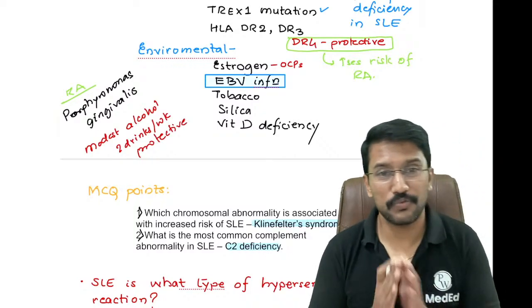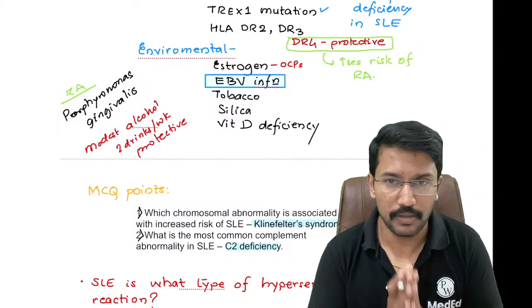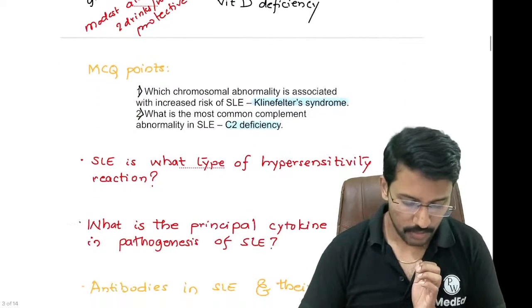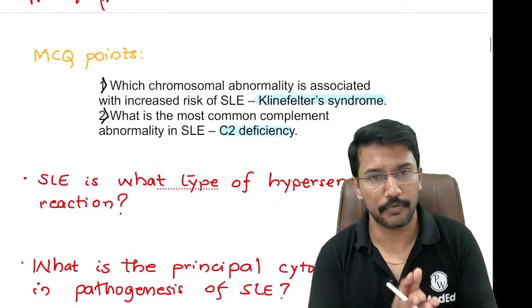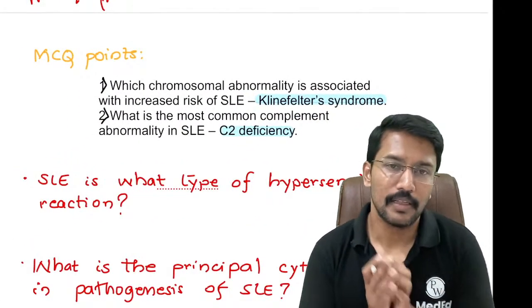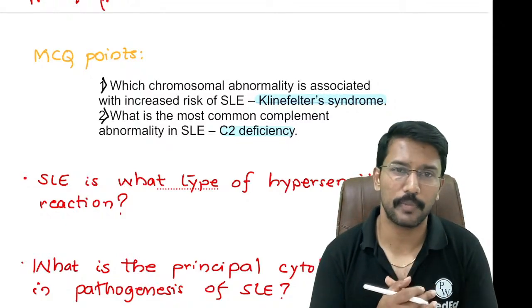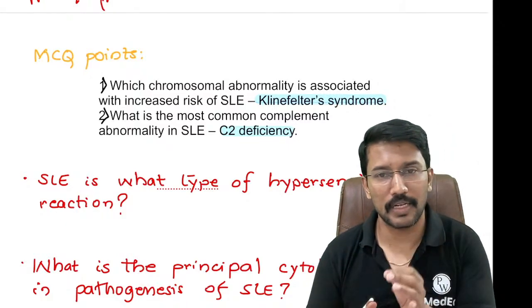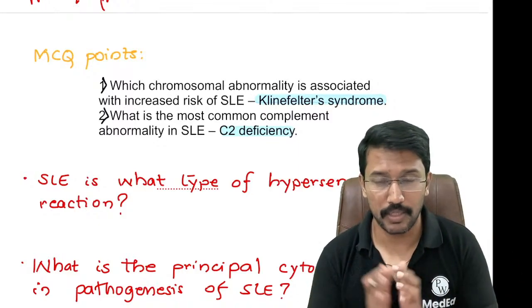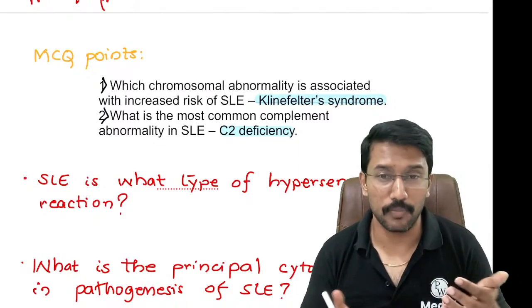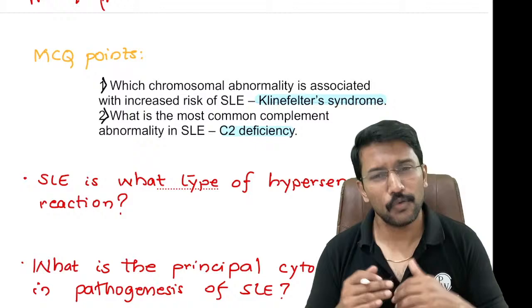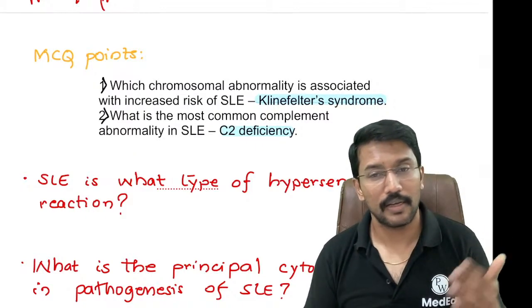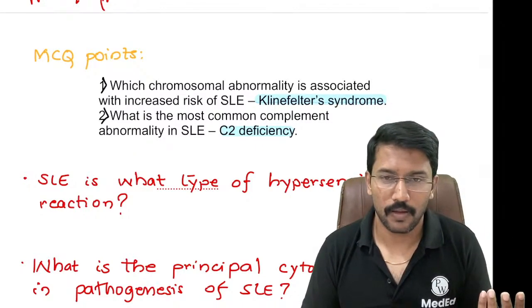2 drinks per week is protective against the risk of developing SLE. Okay. So there are a few MCQ points that I would draw your attention to before we go forward. The first point is which chromosomal abnormality is associated with increased risk of SLE. We just understood that females are at higher risk of developing SLE than males, and probably their hormonal milieu plays an important role. Now, what if I give someone an extra X chromosome, right?